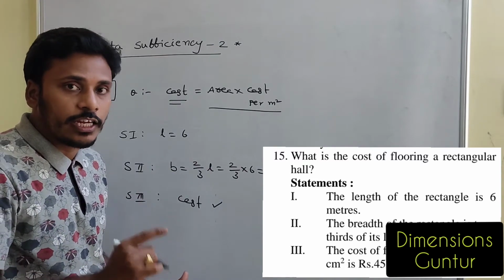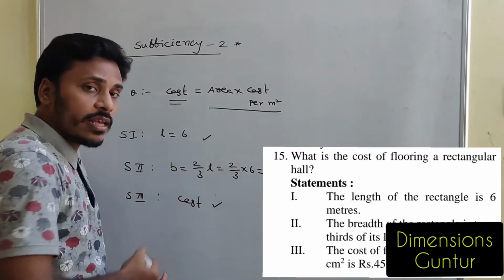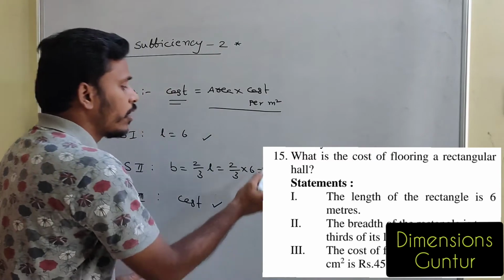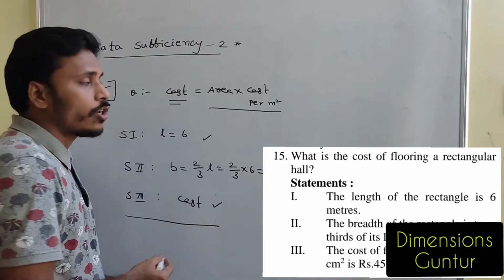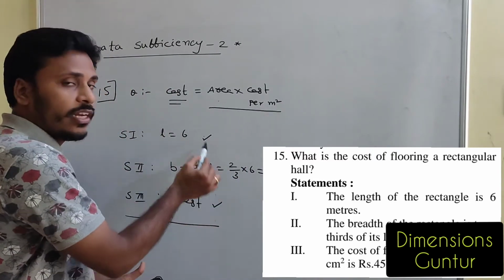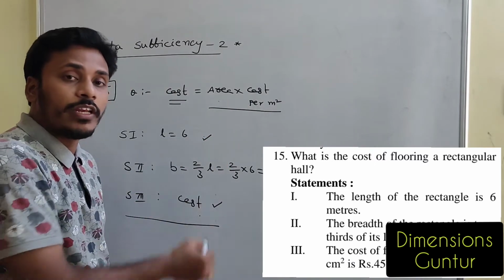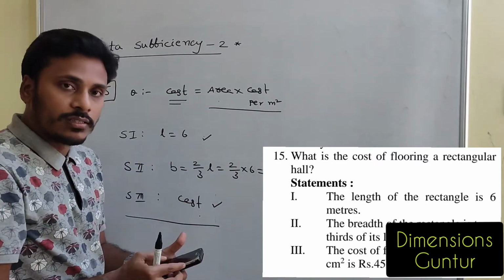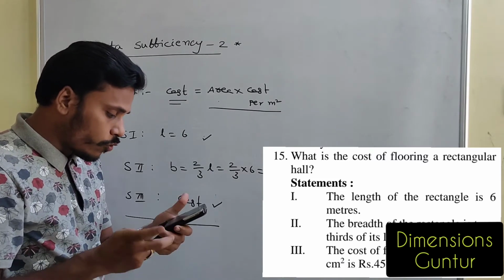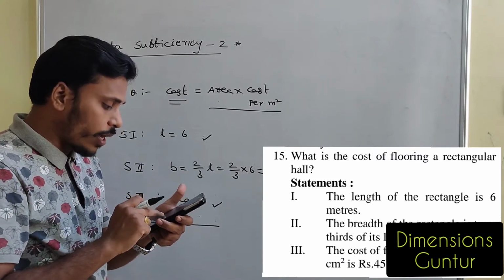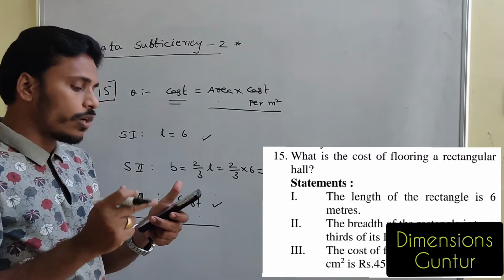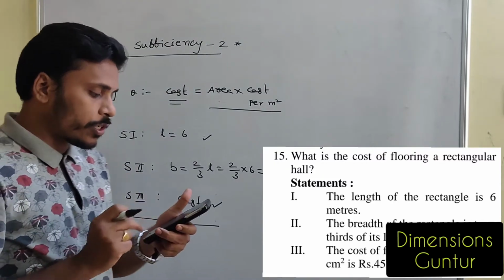Area of a rectangle is L into B. So statement 1 gives us L, statement 2 gives us B, and statement 3 indicates the cost. So area is L into B, for which we need statements 1 and 2. For the cost we need the third statement. At the end we need all 3 statements to answer the question. So among the options, for the 15th one, all of 1, 2 and 3 are required, and your answer is option C.